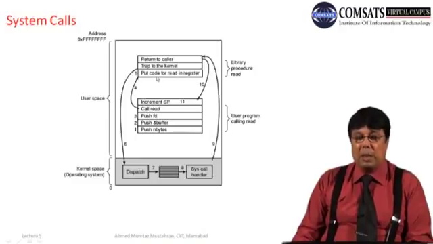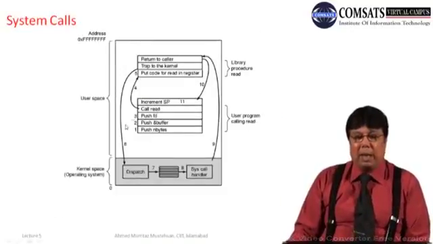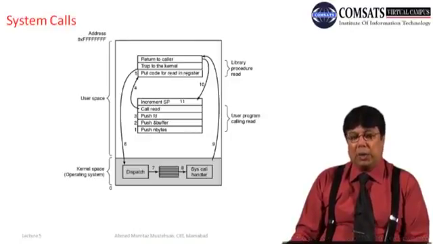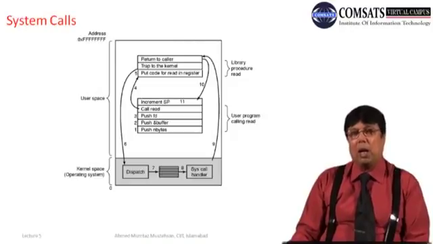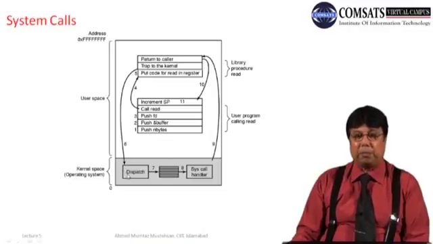This service procedure is basically embedded in the library procedure. So assume, going back to the previous slide, that this user program has requested a service procedure. How is it doing that? Basically it is calling the library procedure. You assume that this library procedure is the service procedure. And this library procedure puts the code for read in the register, because it is intelligent, it knows how to call the utility procedure or the system call. Then it executes the trap instruction that transfers the control from the user address space into the kernel address space.